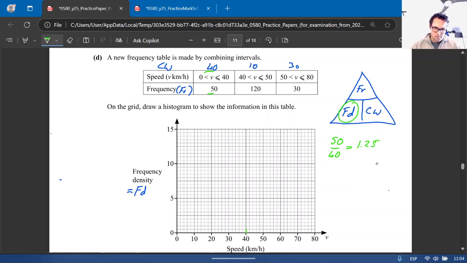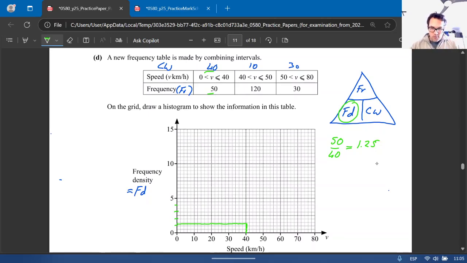So this bar is going up to 1.25. That's very, very low. But yeah, look at it, 2 squares. That's 1, 2, 3, 4, then 5. So each 2 squares is half a value. So 1.25 really would be right there. Please use a ruler to do this. Okay, that's the first bar.